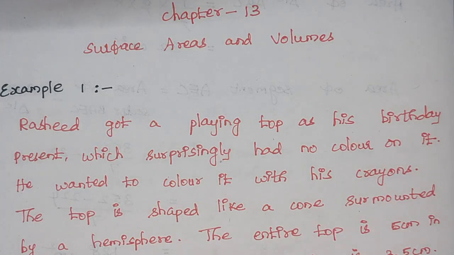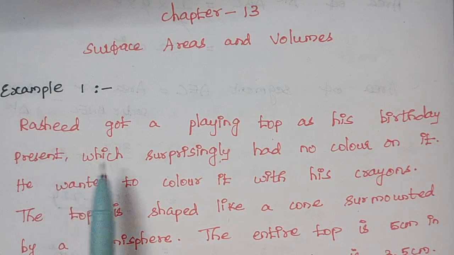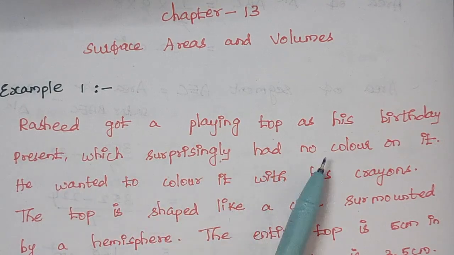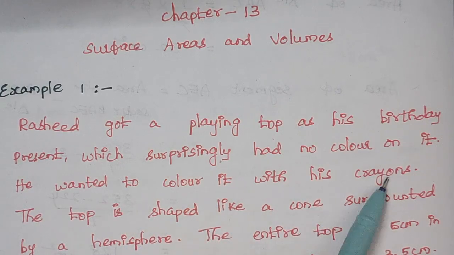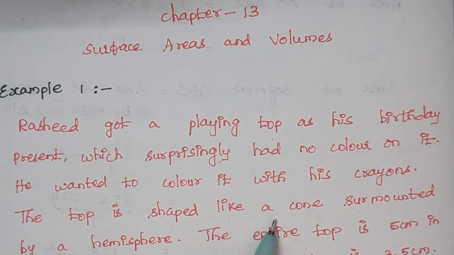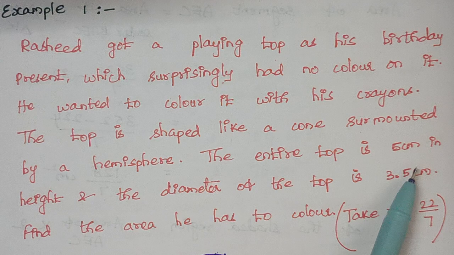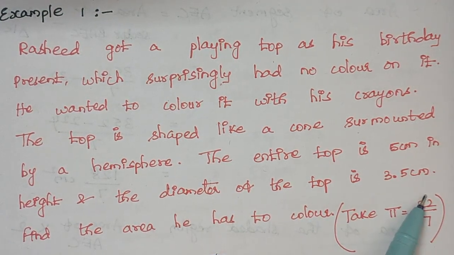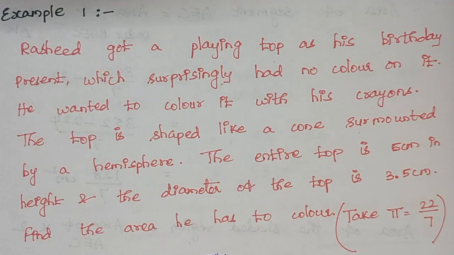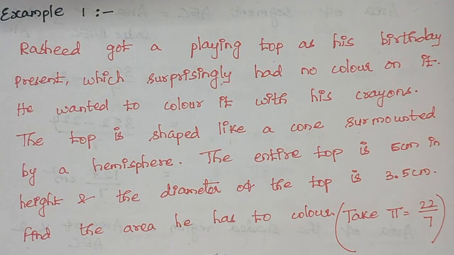Volumes. So example 1, Rashid got a playing top as his birthday present, which surprisingly had no color on it. He wanted to color it with his crayons. The top is shaped like a cone surmounted by a hemisphere. The entire top is 5 centimeter in height and the diameter of the top is 3.5 centimeter. Find the area he has to color. So take pi is equal to 22 by 7.